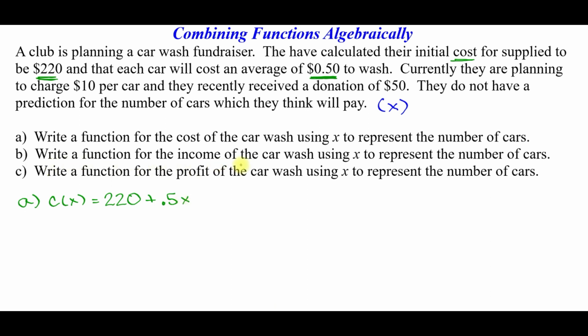B says write an income function. So we're planning to charge $10 per car, so we're going to get $10 for every car, plus we received a donation of $50, so that would count as income. So my income function can just be 50 plus 10x.